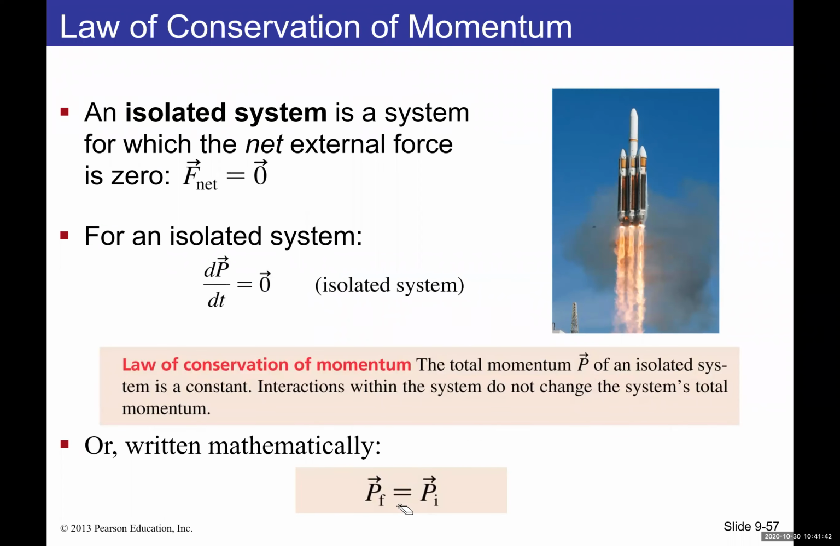But if the system is isolated, then the net external force is 0. If the net external force is 0, then the change in momentum is 0 for the isolated system. And this is what we have. So the law of conservation of momentum is that the total momentum P of an isolated system is constant. Interactions within the system do not change the system's total momentum. We write it as P initial equals P final, so the final momentum equals the initial momentum of the system.